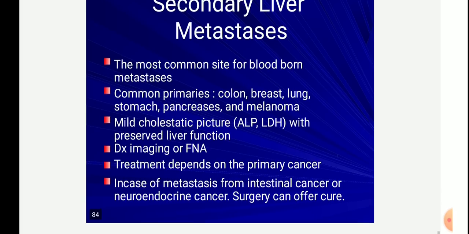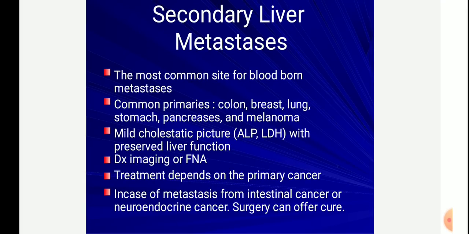So the most common site for blood-borne metastasis. Common primaries: colon, breast, lung, stomach, pancreas, melanoma. So any primary tumor of these organs can find their metastatic deposits in the liver. You can even diagnose this on FNAC cytology studies or imaging studies. So again, treatment depends on the primary cancers.